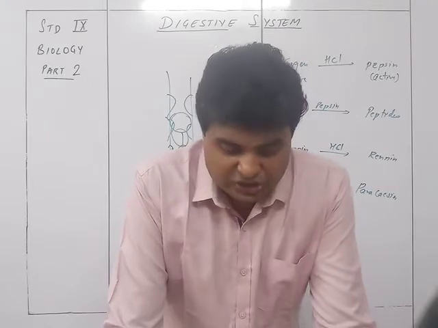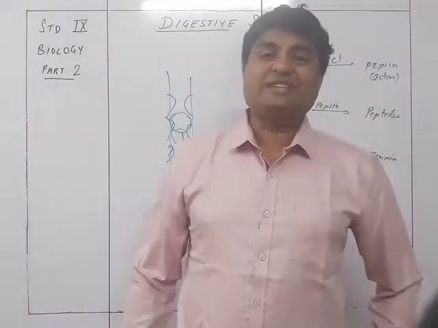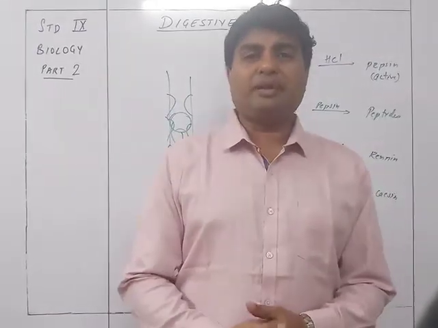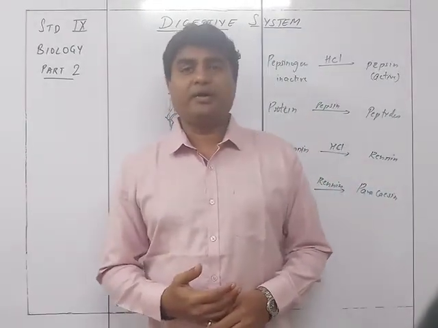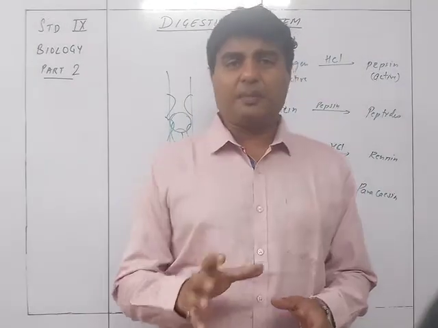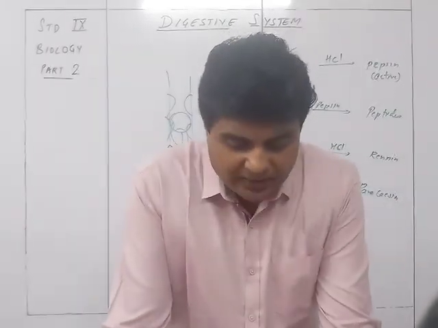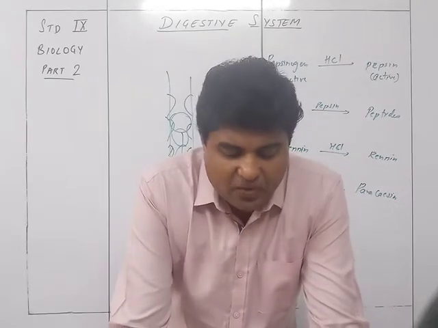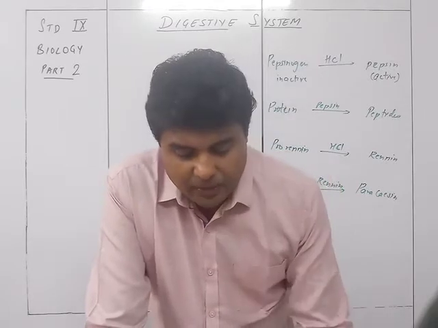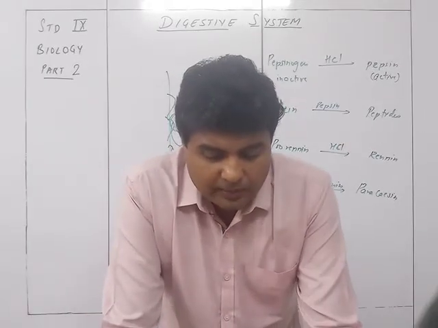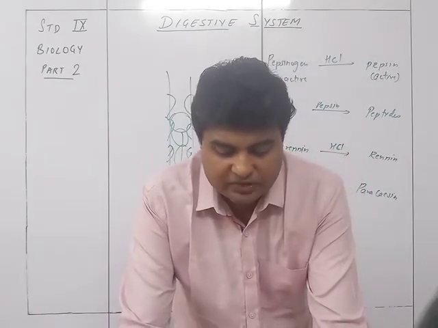Now next one is jejunum. The next short region of about 2 meters is jejunum, which means empty. Why is it named jejunum? Because normally when a dead body is taken for post-mortem, this particular part will usually be empty. It is nearly always empty after death, as found in dissection or post-mortem. Then the ileum, about 4 meters. Ileum means to twist or roll, referring to twisting movements of this part.